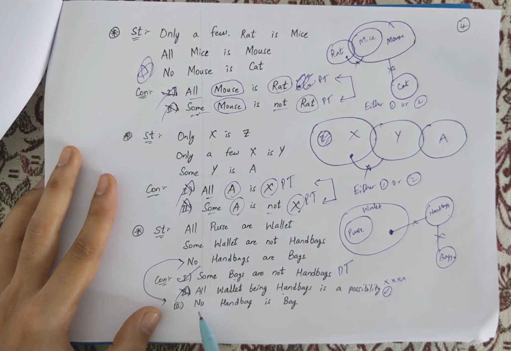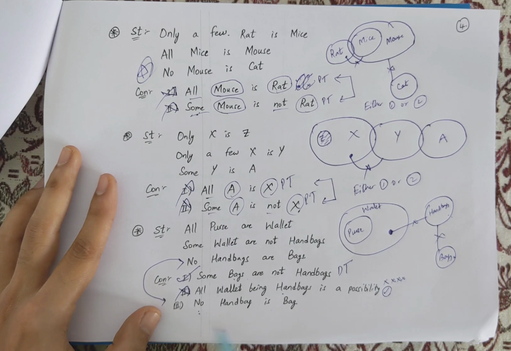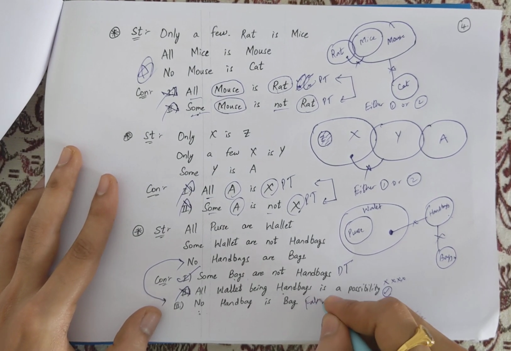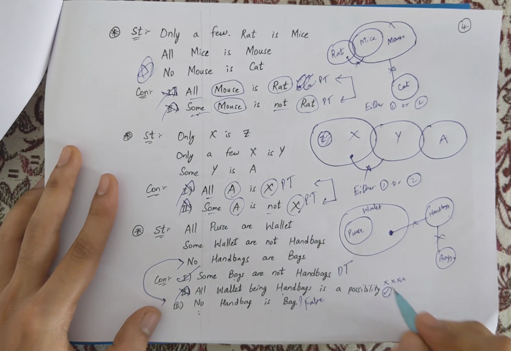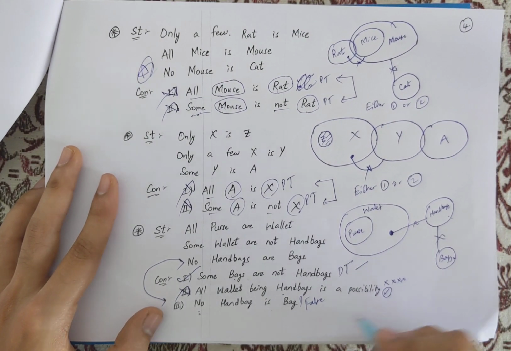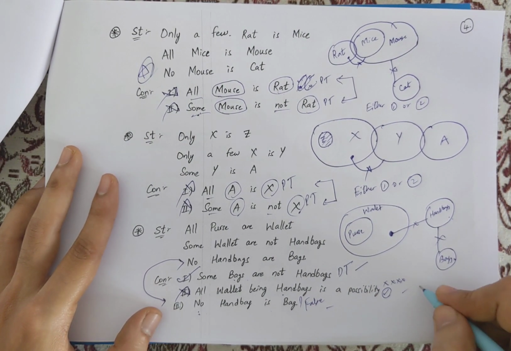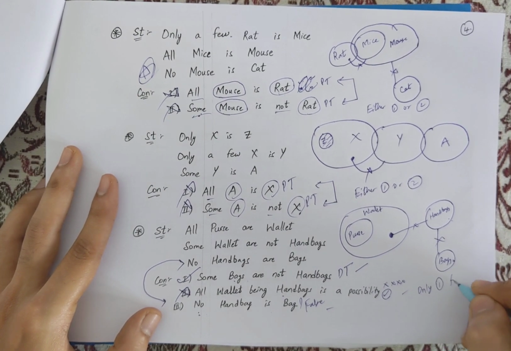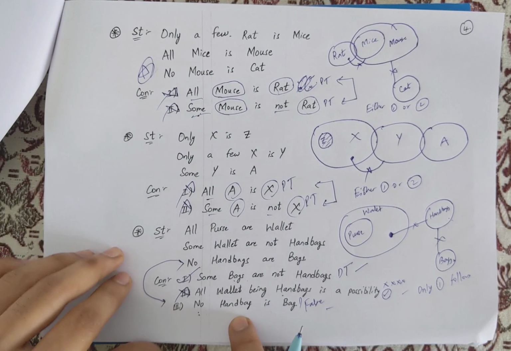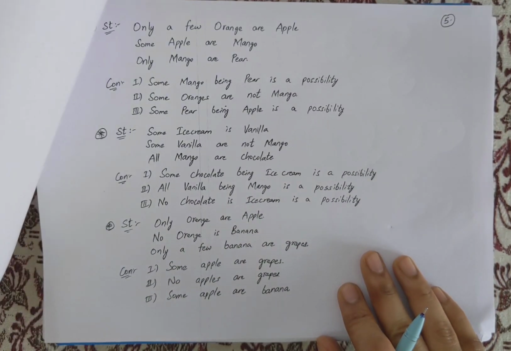As we discussed in the previous video, restatement is always false. Hence it is false. Definitely false. Okay. It is definitely true. It is definitely false. It is also false. The answer is only one follows. Okay. Restatement is always false.